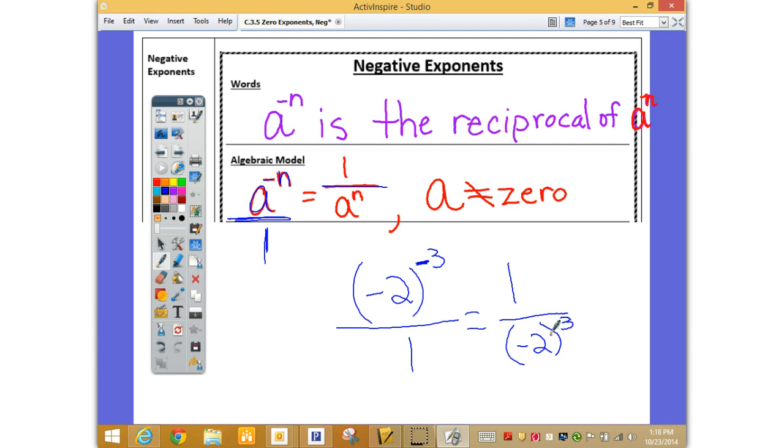Now, we're not leaving it in exponential form. So what does this equal? 1 over, what's negative 2 to the 3rd? This is parentheses, negative 2 times negative 2 times negative 2. Negative, so we'd have negative 1/8. I should have given you a positive one on those because we're not going to get into the negative.